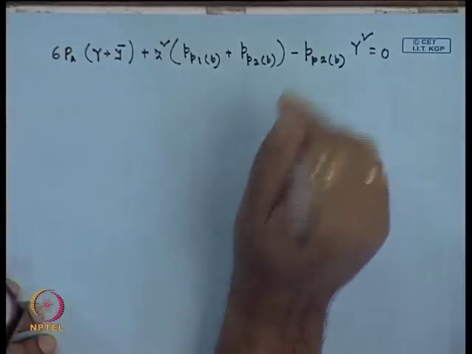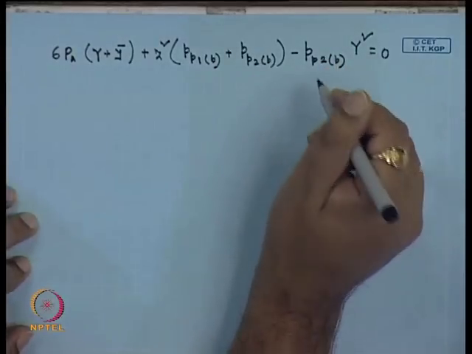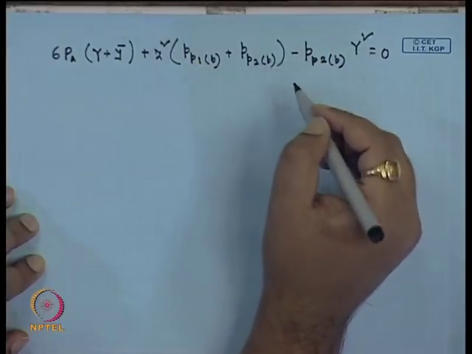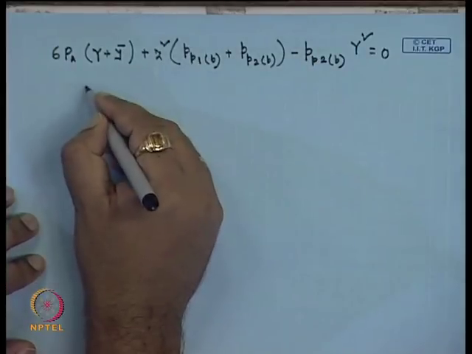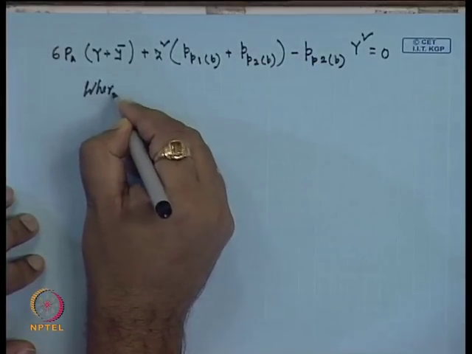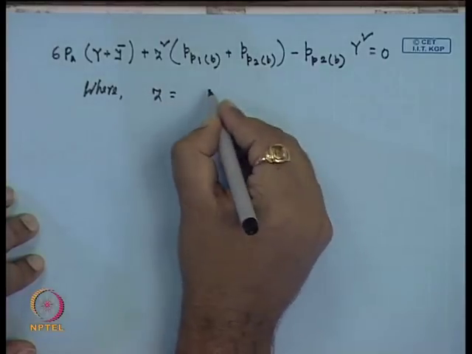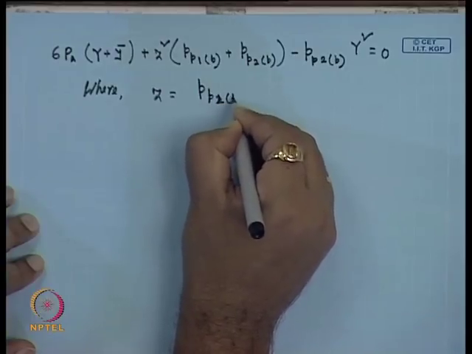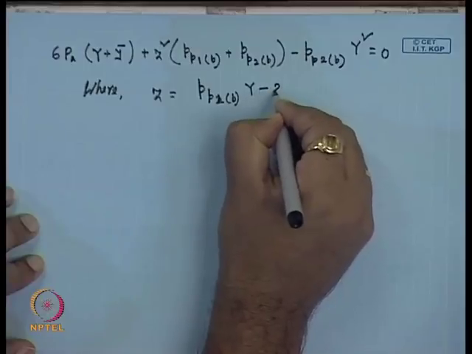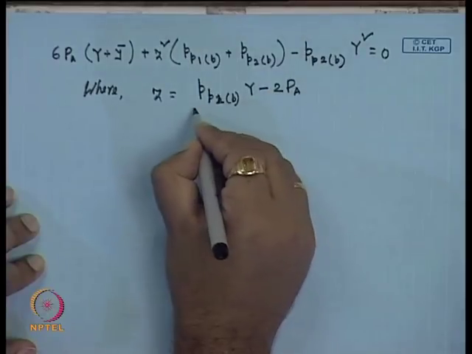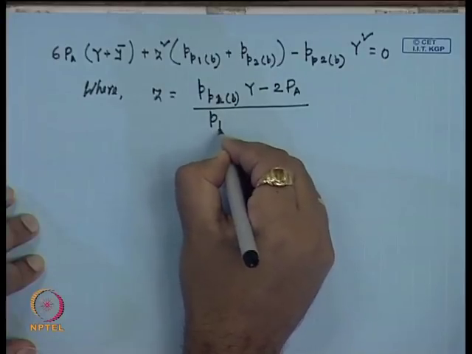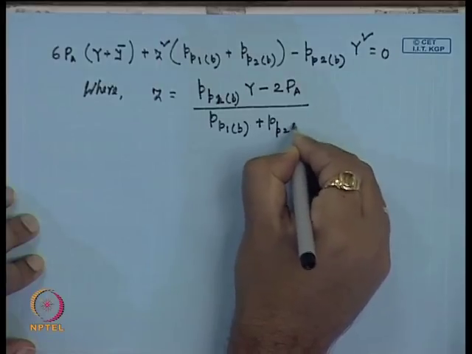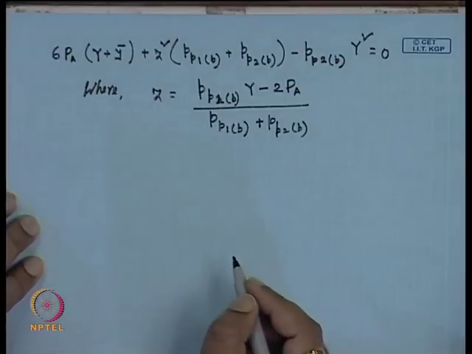So, this was the general expression that we got in the last class for the cantilever sheet pile in granular soil. Now, where Z, that expression is PP2B into Y minus 2PA, divided by PP1B plus PP2B at the base level.